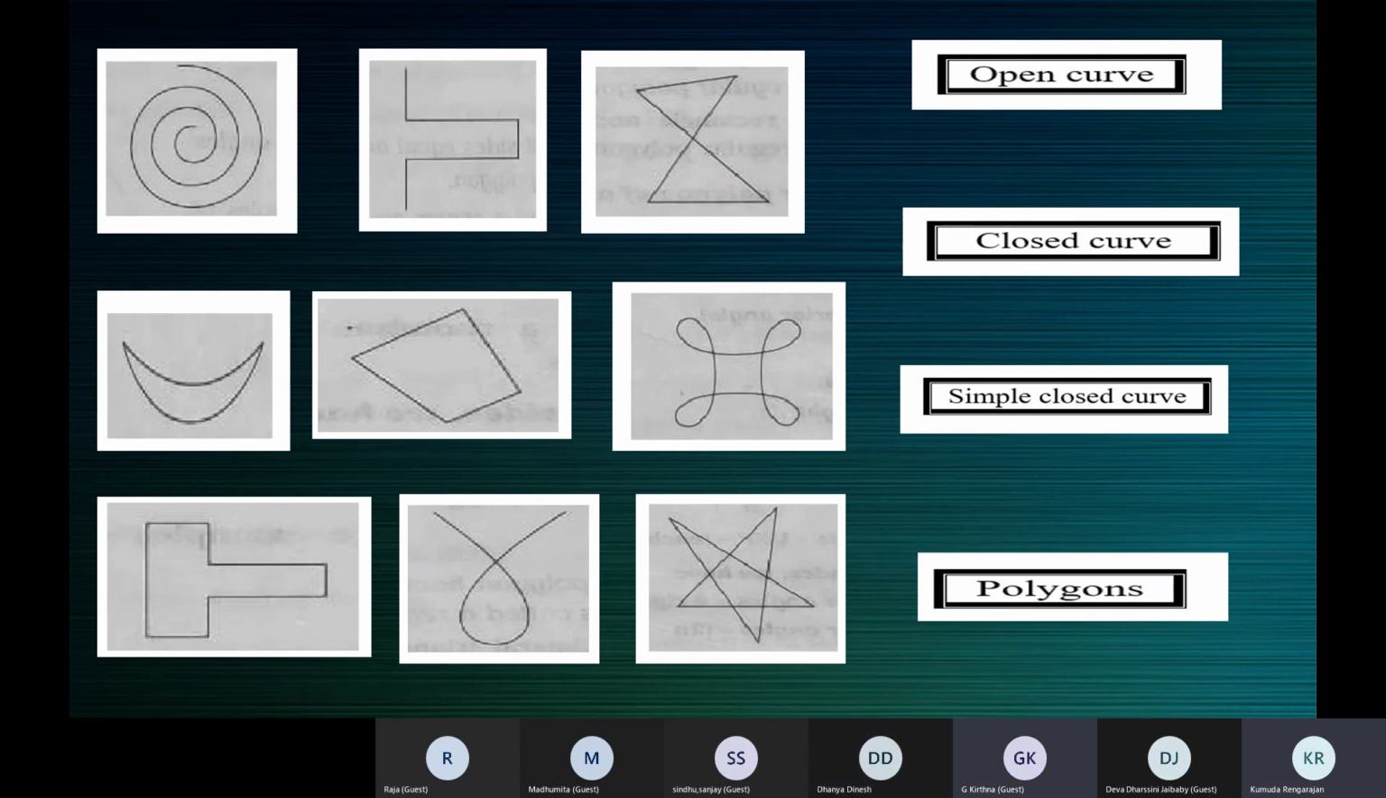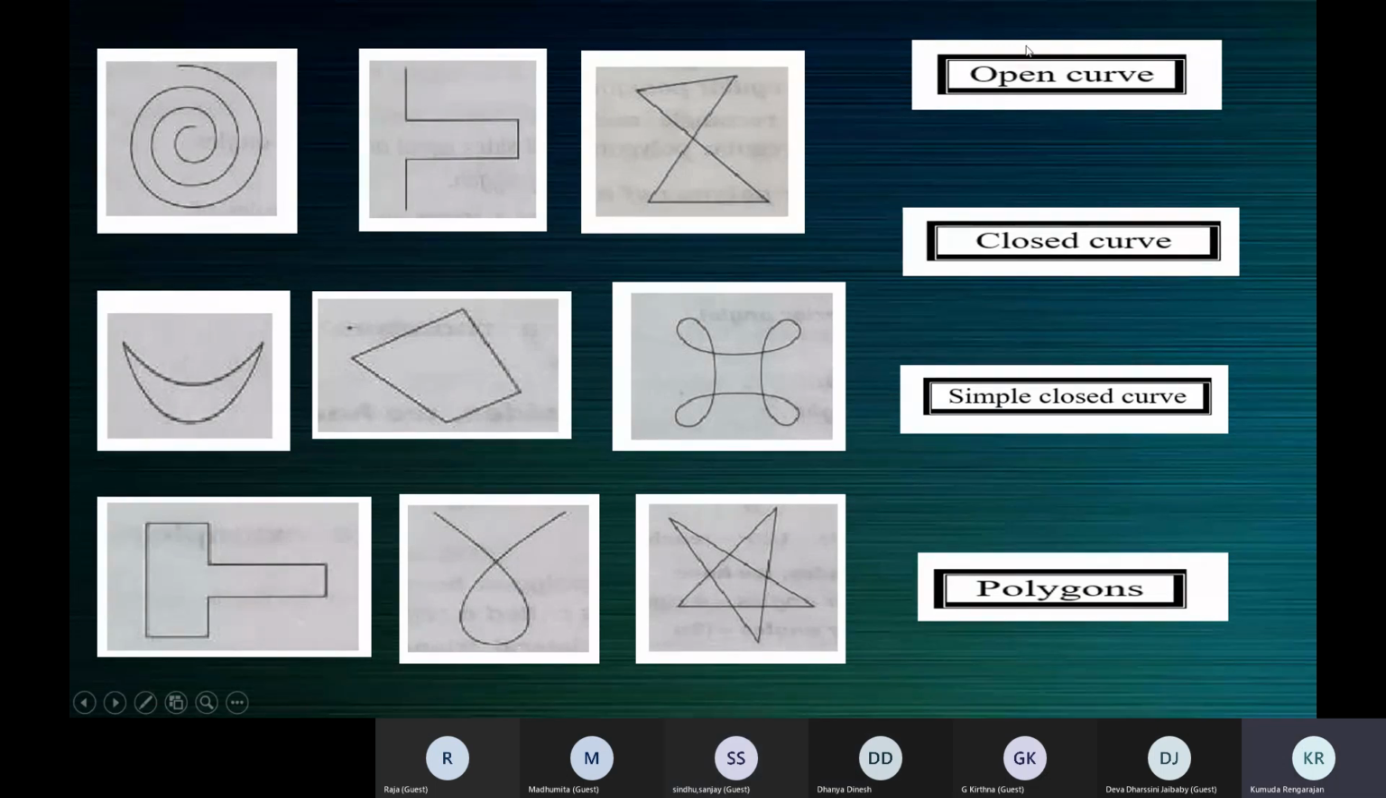Yes, ma'am. So is it a curve or not? It's a curve, ma'am. Now, is the start point equal to the end point? No, ma'am. Where did I start and where did I finish? The start point and the end point. I started somewhere in the middle, but the end point is outside somewhere here. So it's not equal. So is it a closed curve or an open curve? Open curve, ma'am.